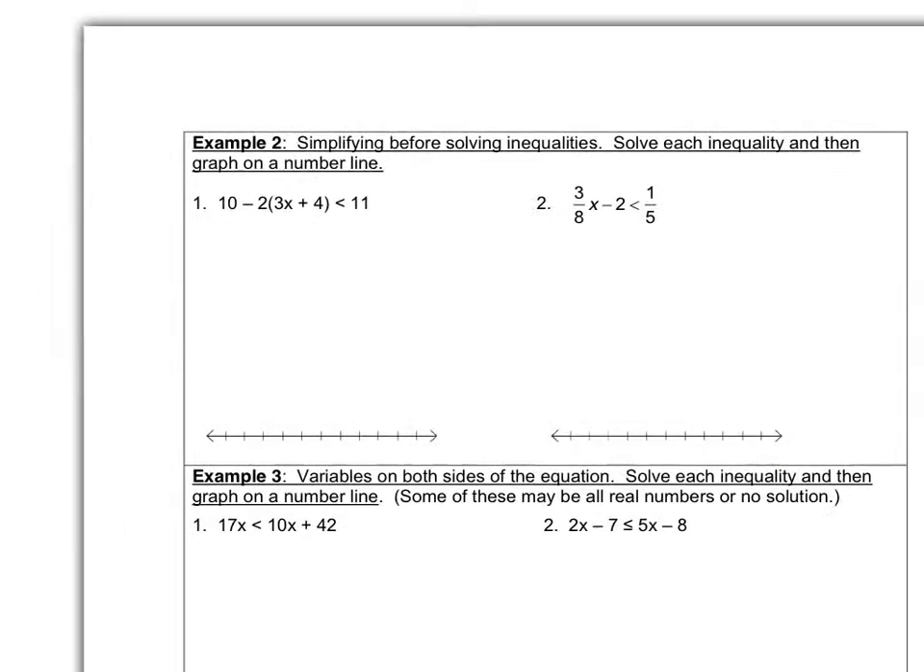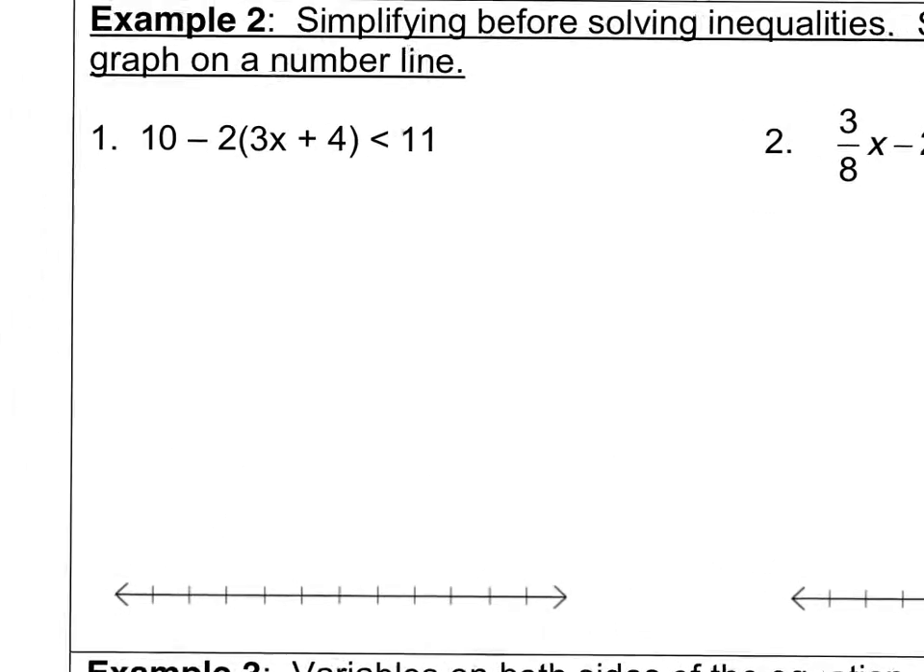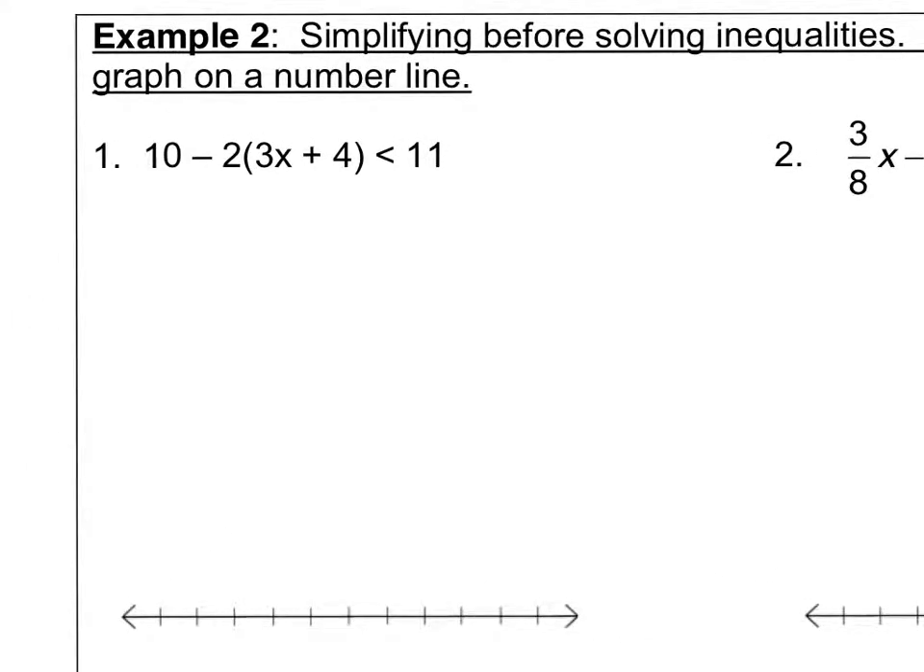Next we have number 1 on example 2. This is exactly the same as what we did before in terms of solving. The only challenge now is a little more challenging as far as solving. First we have to distribute. So we have 10 minus 6x when we do negative 2 times 3x minus 8 less than 11.